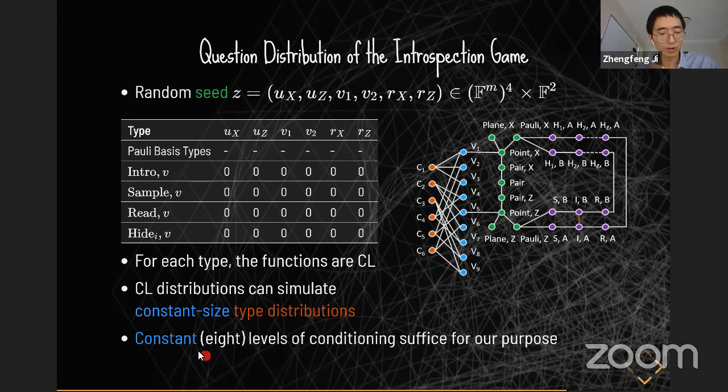Another thing that was mentioned is we only need constant levels of conditioning. So in the end, we will consider 8-level CL functions. We start with 8-level CL functions, do this compression procedure, and we get an 8-level CL distribution as the outcome. So that's how the introspection works.